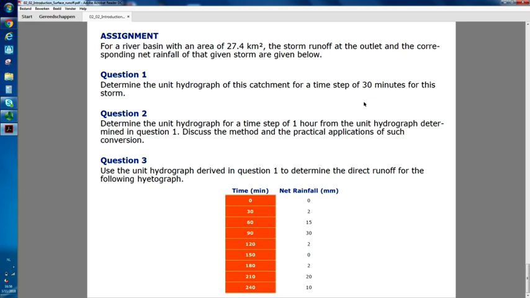In question 2, you will determine the unit hydrograph for a time step of 1 hour. So we will go from 30 minutes to 1 hour based on the unit hydrograph that we had determined in the first question. We will also discuss the method and the practical applications of such conversion. In question 3, finally, we will use the unit hydrograph that we derived in question 1, based on a given net rainfall, to determine the direct runoff or the storm runoff with this net rainfall. So these 3 questions we will answer in the following videos.